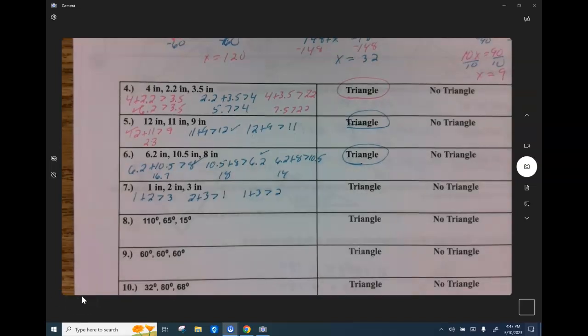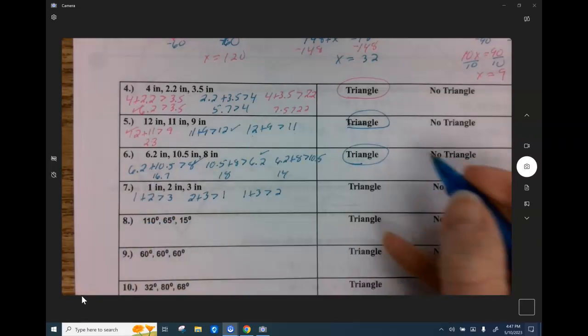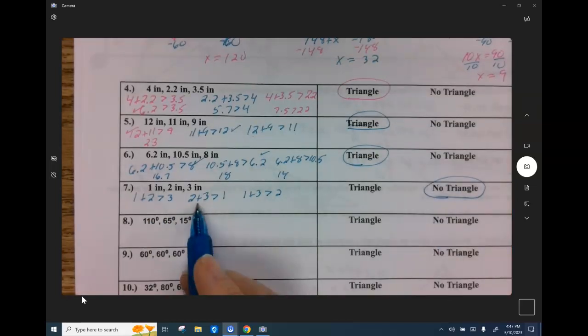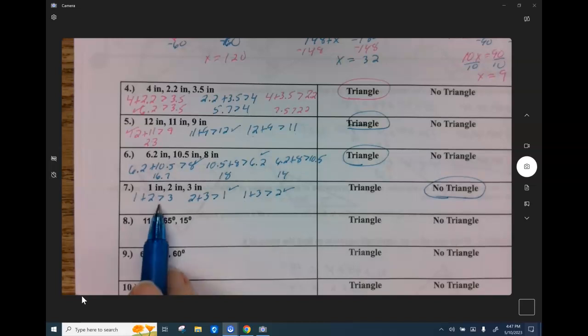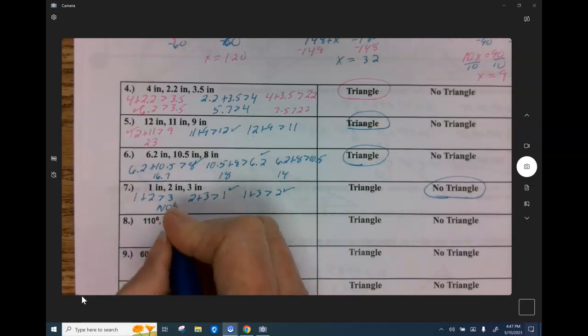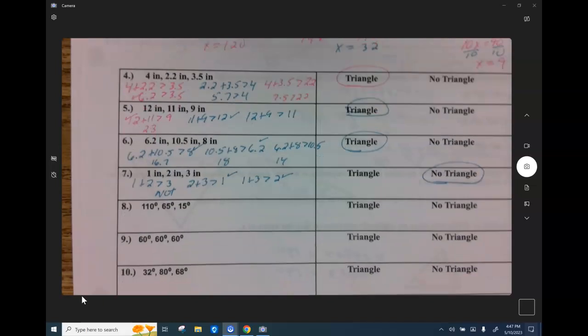Okay, so you wrote it down, and once you wrote it down, look at this. 1 plus 2, is that greater than 3? No, it's equal to it. So this is not a triangle. Now these two work. 2 plus 3 is greater than 1. 1 plus 3, yep, those work. But if one doesn't, the whole thing does not work. It has to be greater than. It cannot be equal to.